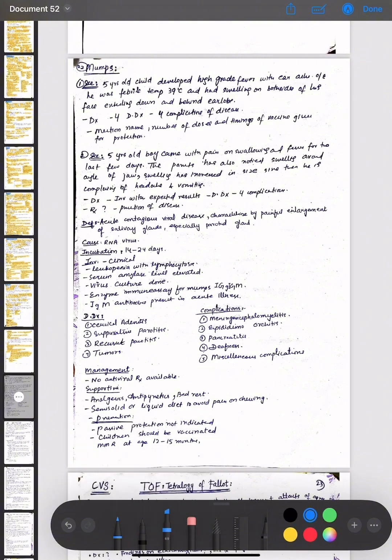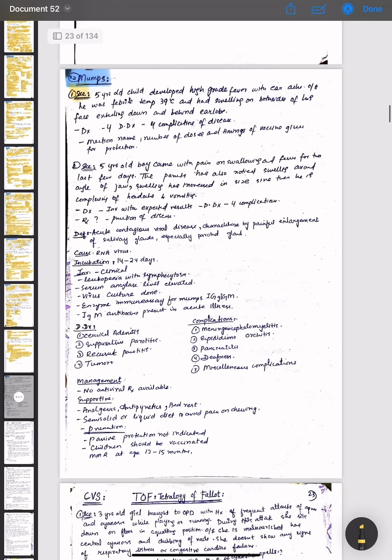Okay, so we are having a scenario that there is a 5 years old child developed high grade fever with earache. On examination, he was febrile and temperature is 39 degrees C and has swelling on both sides of his face, extended down and behind earlobe.